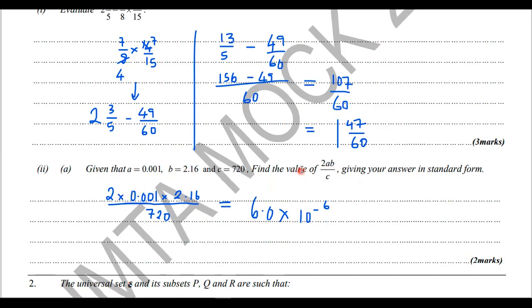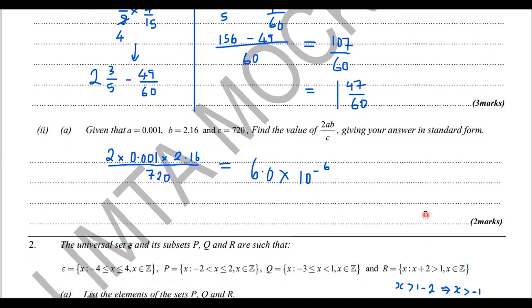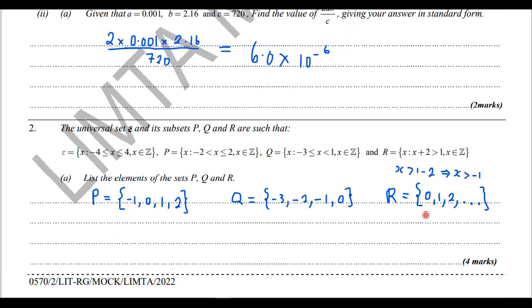So 2AB means 2 times A times B, all of that divided by C. So when you do that division, you are going to have, in your calculators, 0.005 times 10 to the power of 6. And when you convert this now to standard form, this is what you're going to have. It's 2 marks.